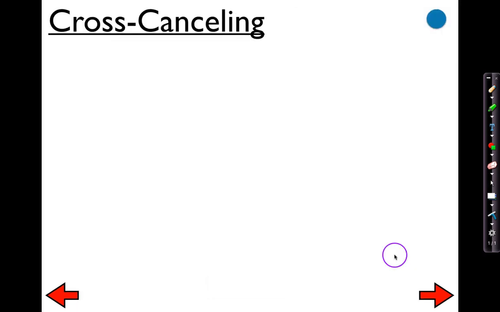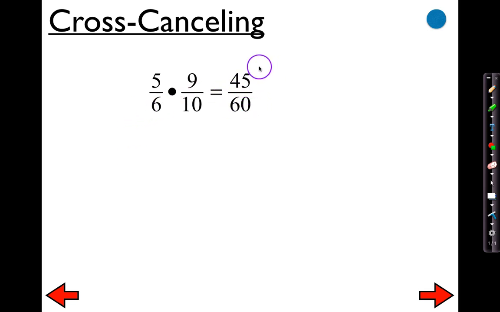So now moving on to cross-canceling. Here, what some people may do with multiplication is multiply straight across. 5 times 9 is 45. 6 times 10 is 60, and then they would have to reduce from here and say, okay, I can divide both the numerator and denominator by 15, which is going to leave me with 3/4. Now, is this an option? Absolutely, but is there a better way?